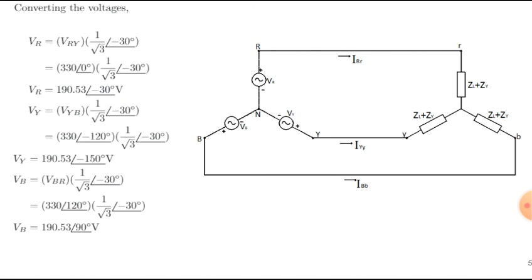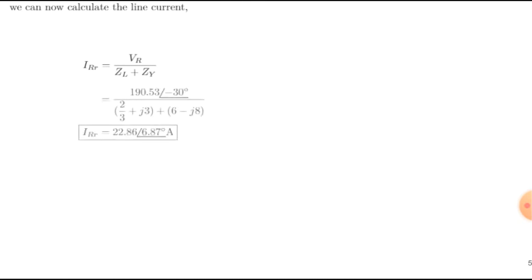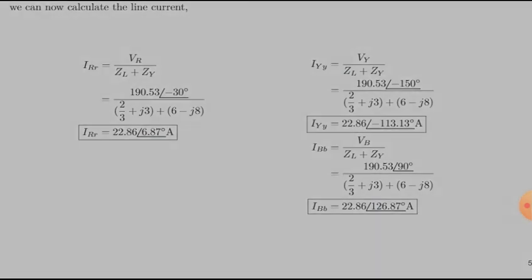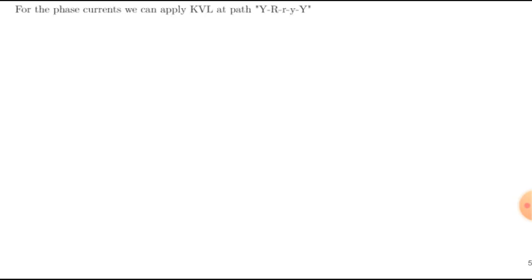And if it's a Y to Y system, you're going to solve for the line currents. So what will be our line currents? Our line currents will be VR divided by ZL plus ZY. So that's the line current, and these are the other line currents. So we solved now the line currents. How about the phase currents? In Y to Y, the line current is the same as the phase current, but in the original problem, it's a delta connected system. So the phase current is not the same as the line current. So how do we solve for the phase current?